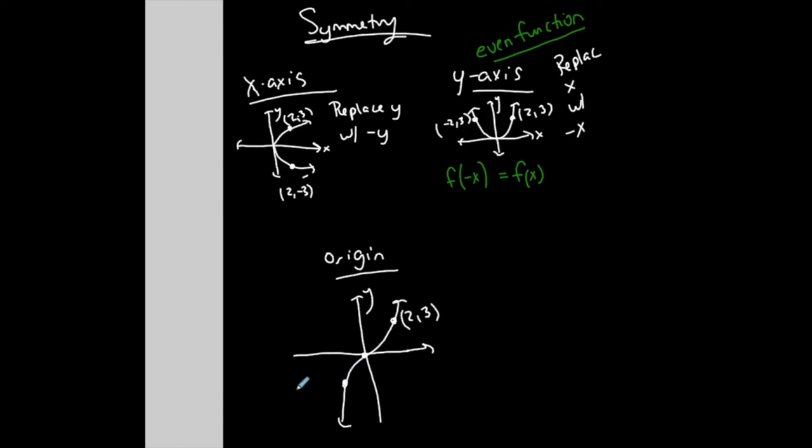So in this case, the x-coordinate changes and the y-coordinate also changes. So we replace y with negative y and x with negative x, and if I get back the same thing that I started with, it is symmetric to the origin.